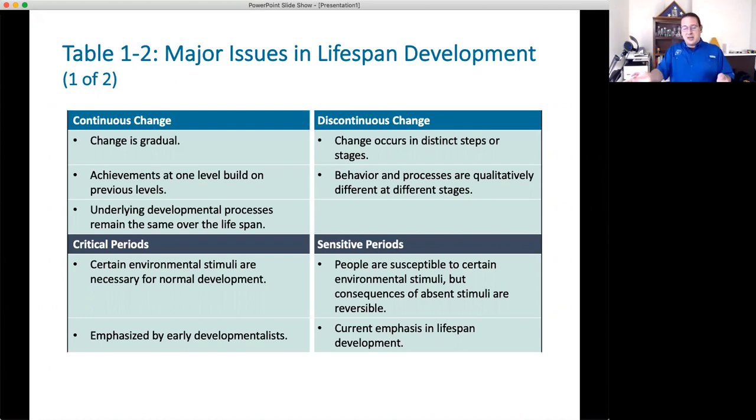Now, on the other side of this is the sensitive period. They don't look at it as people not being able to develop skills after a certain time. Does anybody know why we introduce second languages in middle school and high school? Any clues?